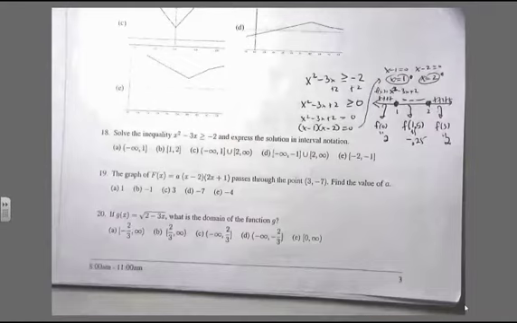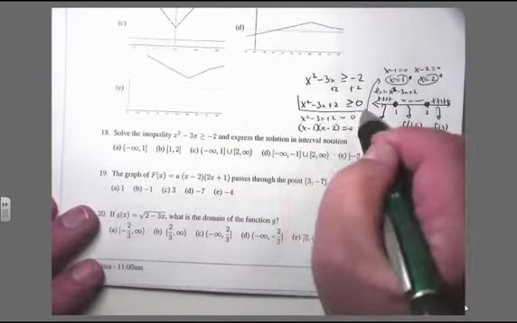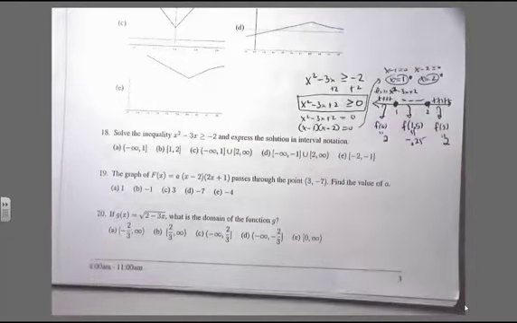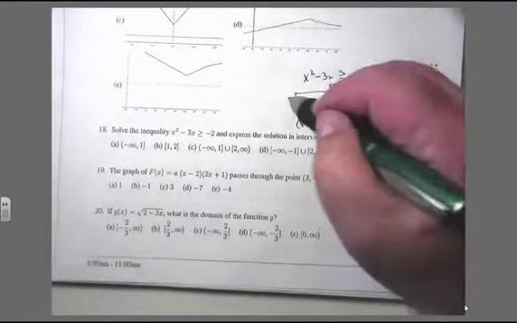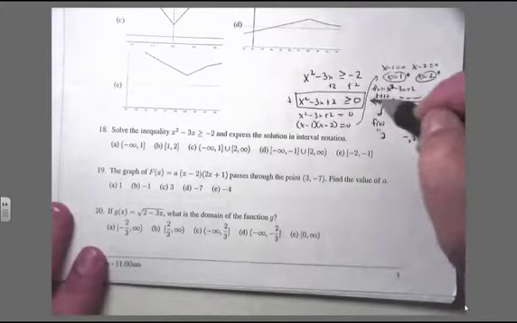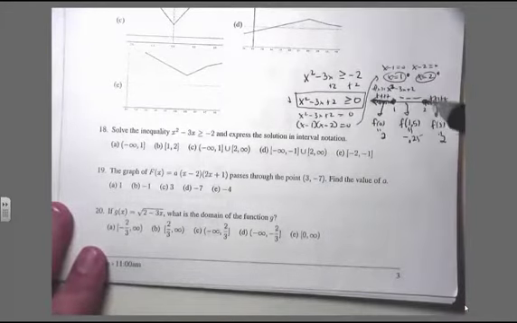Now look at that inequality. Remember, this is my original question. X squared minus 3x plus 2 has to be greater than or equal to 0. What kind of numbers am I looking for? Greater than 0. Positive numbers. So where's it positive at? Over here on the left, and on the right.